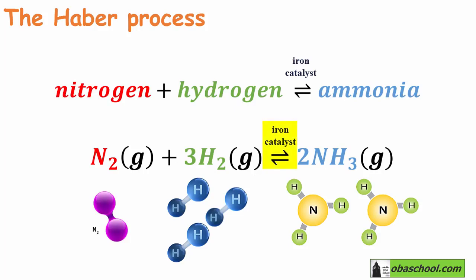So usually we write the catalyst used above the arrow of the reaction. So again, here we have the balanced symbol equation for ammonia production. N2 gas plus 3H2 gas will produce 2NH3, which is gas. And we will use iron as a catalyst.